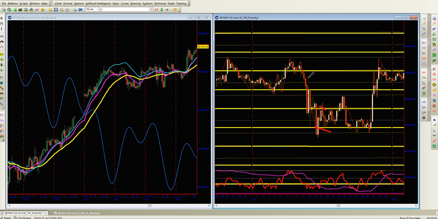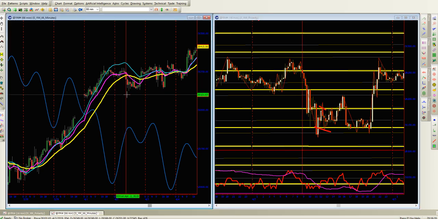Now, if you wanted to catch this shorter situation, there was no trade. Actually, based on this bias, there was no trade.